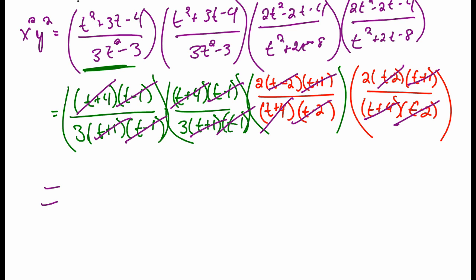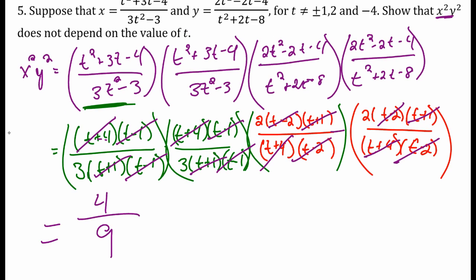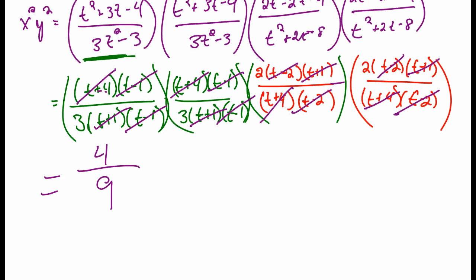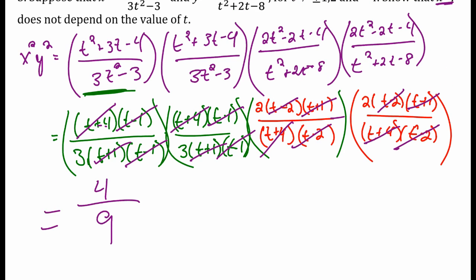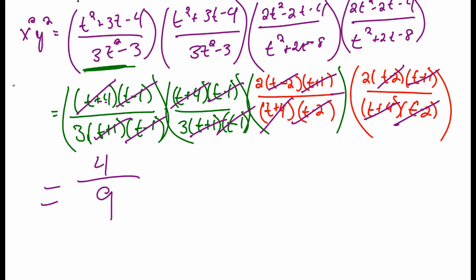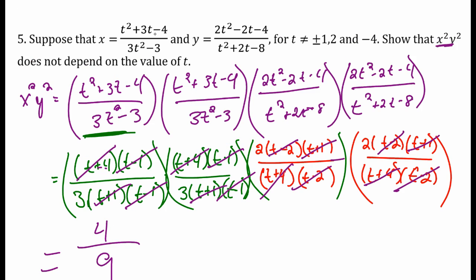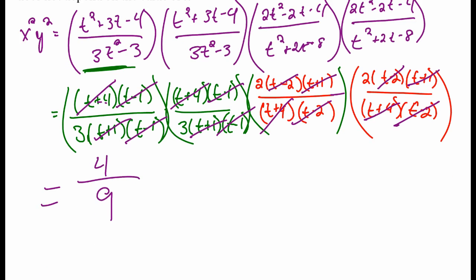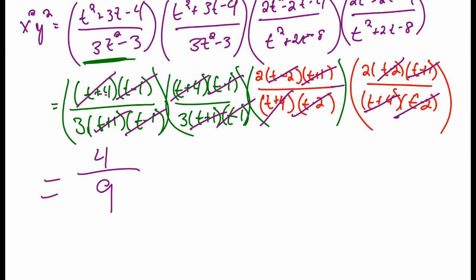So what am I left with? When I multiply across the top, I get 2 times 2 is 4, over 3 times 3 is 9, so 4/9. Why does this show that x squared y squared does not depend on the value of t? Because regardless of what value of t you choose to plug in, x squared times y squared will always be 4/9.